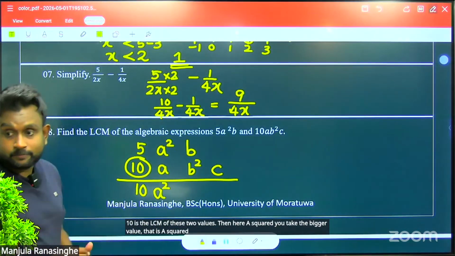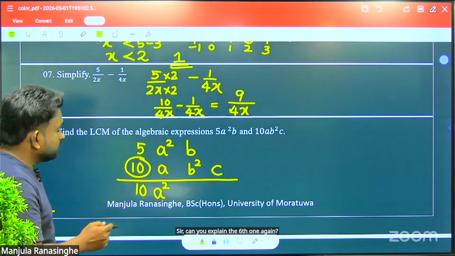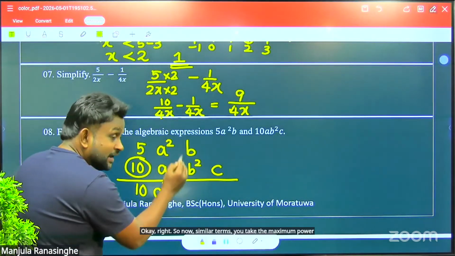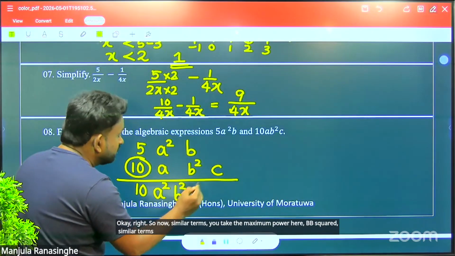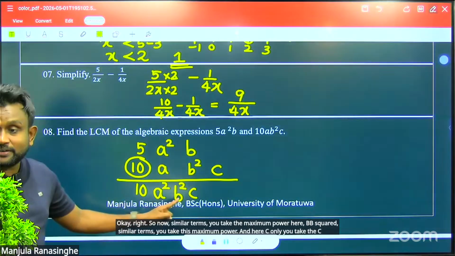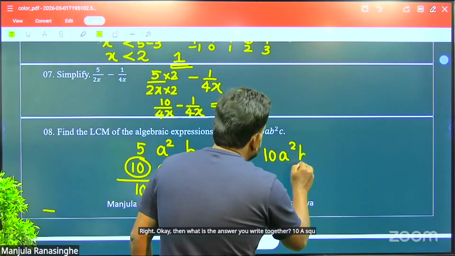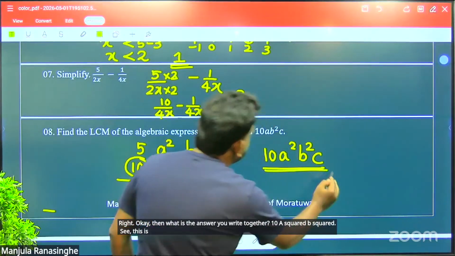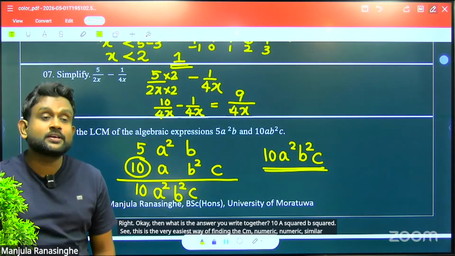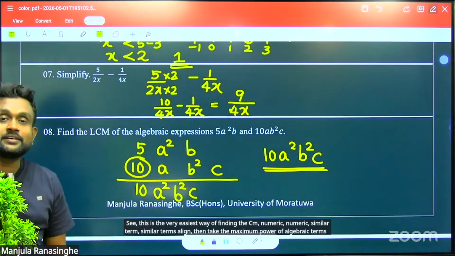Okay. Yes. So can you explain the sixth one again? Okay, right. So now similar terms, you take the maximum power. Here b and b squared, similar terms you take the maximum power, and here c only you take the c. Right. Okay, then what is the answer you write together? 10 a squared b squared c. This is the very easiest way of finding the LCM. Numeric, similar terms align, then take the maximum power of algebraic terms. Numerically, take the LCM.